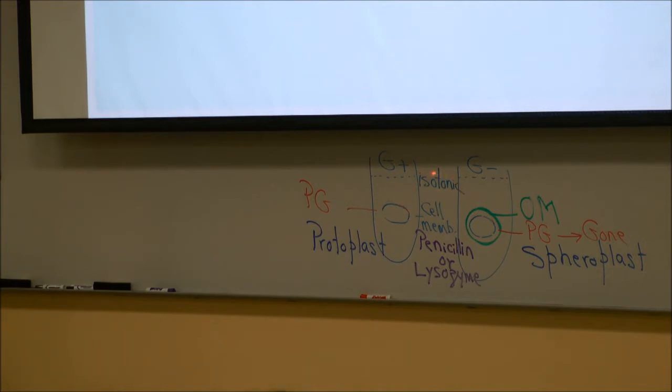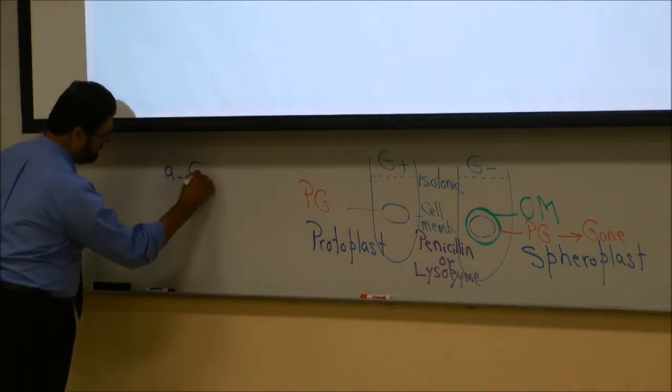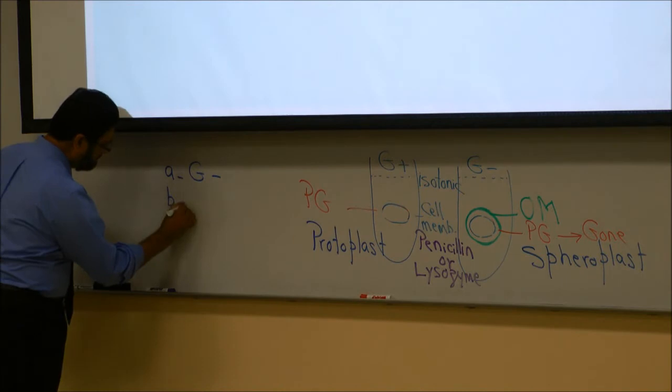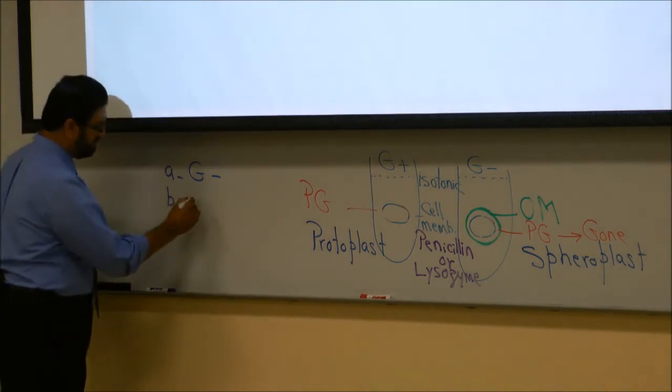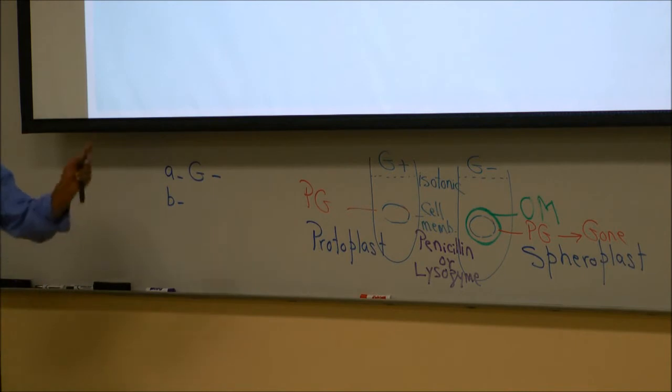Which of these two cells, gram-positive or gram-negative, is able to maintain its shape as long as the solution is isotonic? Remember, it was rod shape to start with. Which one will still be rod shape after the peptidoglycan is gone? Okay, gram-negative. Everybody, gram-negative.